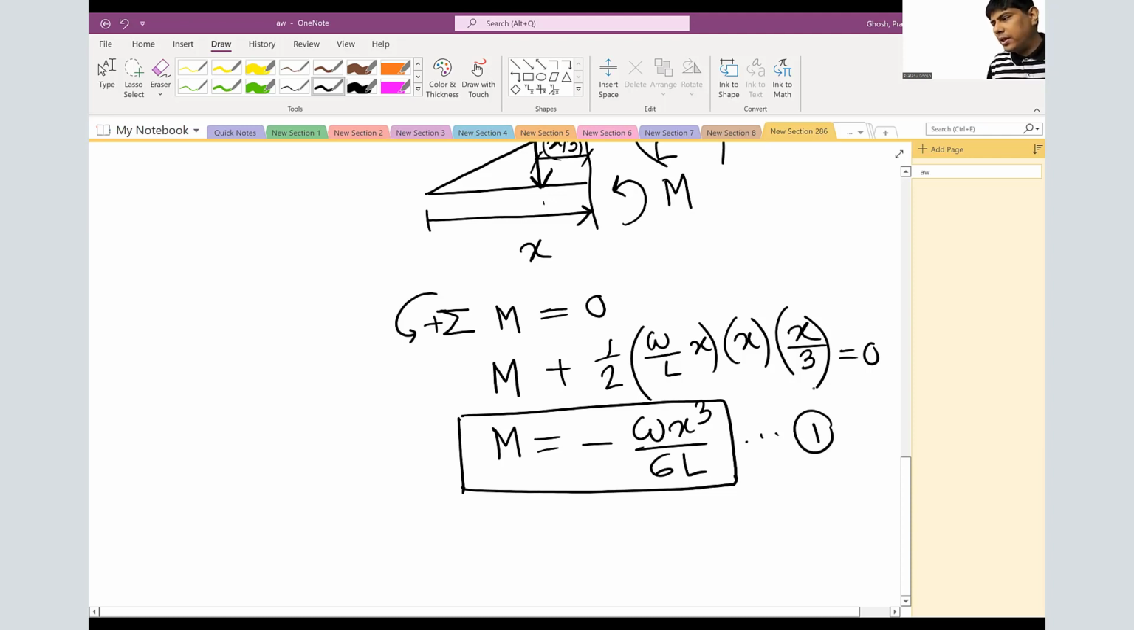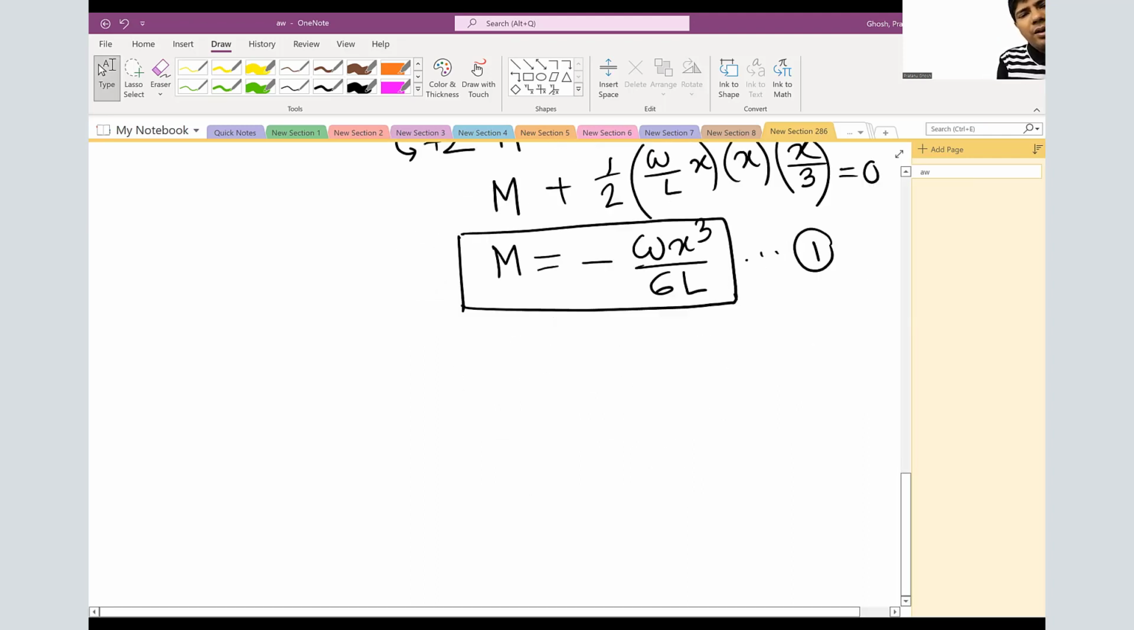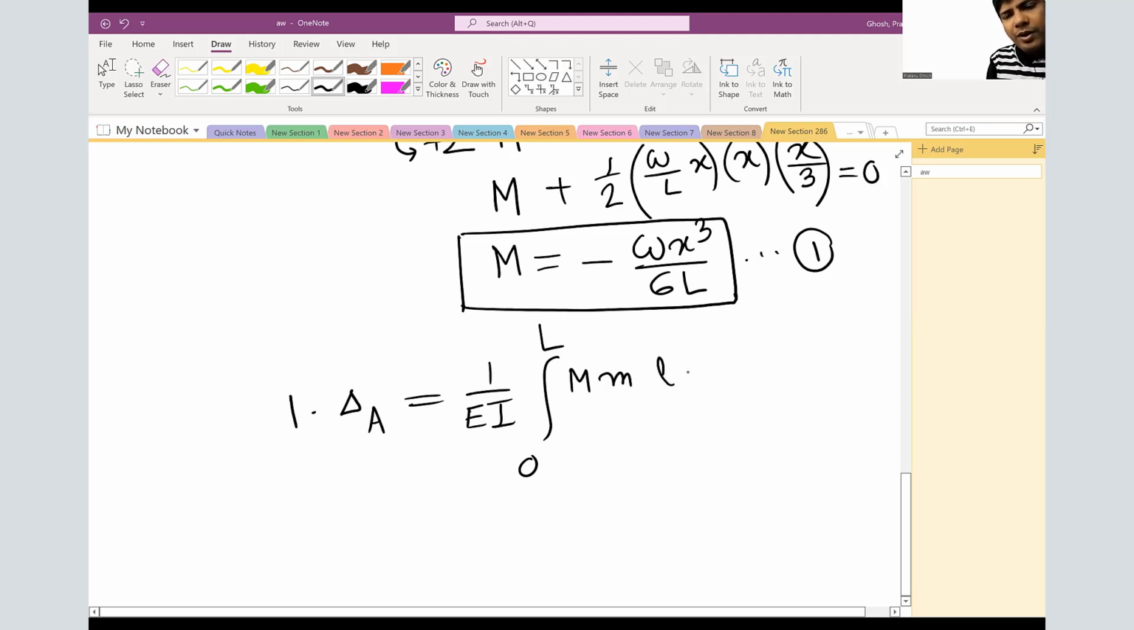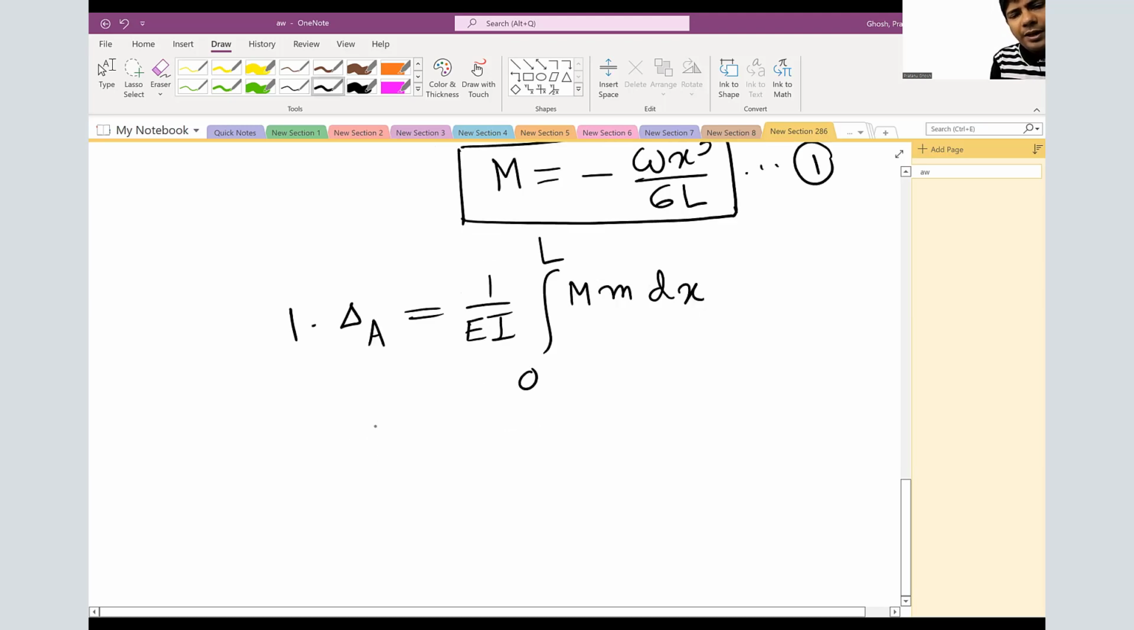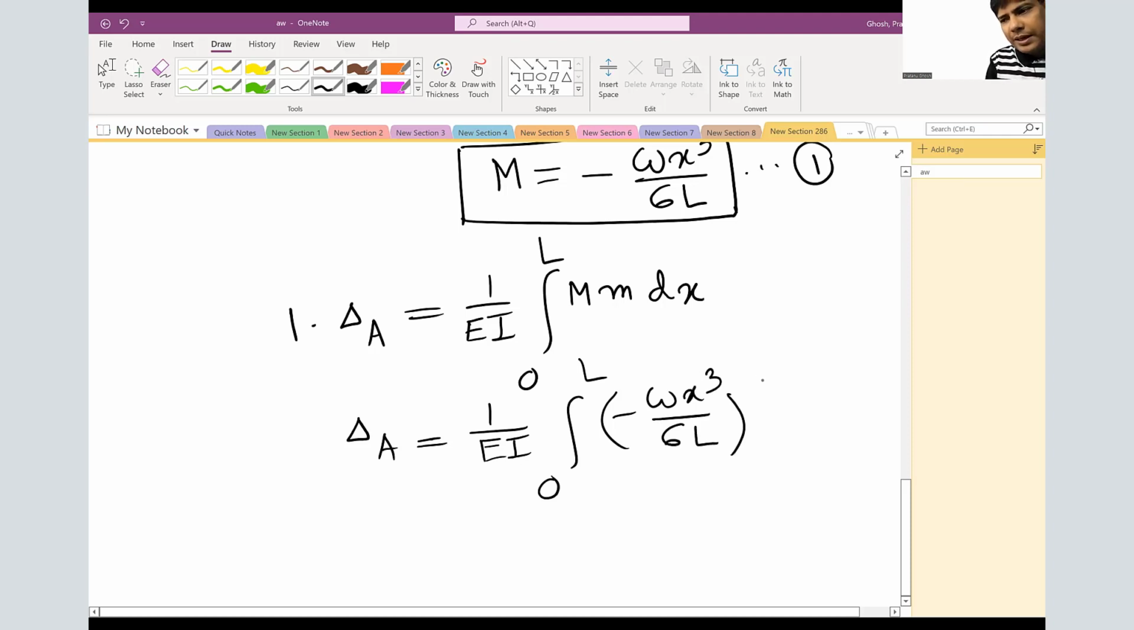So once you have all the moments, now our step will be to apply the virtual work theory. So let's do that. To find out the vertical deflection, 1 times delta A is equal to 1 over EI, where EI is the flexural rigidity, integral 0 to L, we are integrating over the whole span of the beam, of the virtual moment and the real moment. So delta A is 1 over EI, 0 to L, negative Wx cubed over 6L, and small m is negative x times dx.